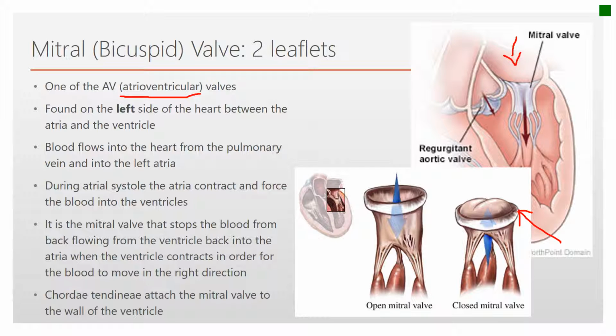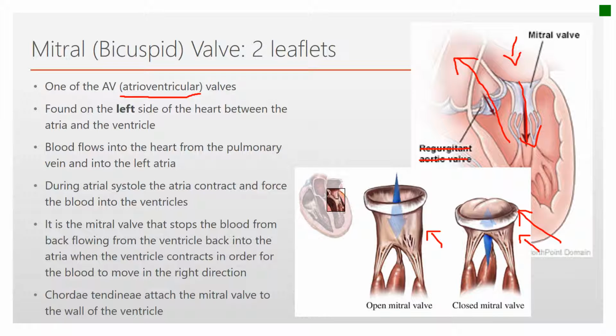When the atria contracts, the valve opens like so, and the blood is able to go into the left ventricle. It then closes again for a second time because when the ventricle contracts, we don't want the blood going back into the atria. We want it going through the aortic valve to the aorta and to our body. I'm just going to cross this out. I just like the image because of how it showed the mitral valve.